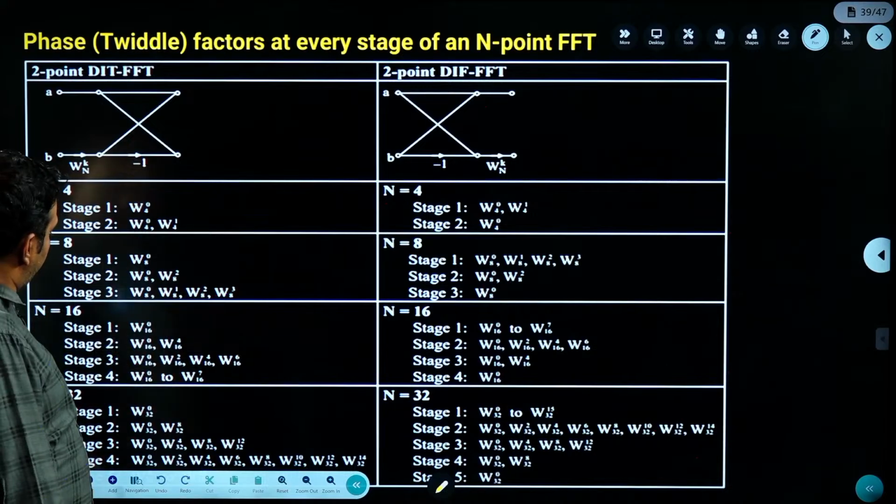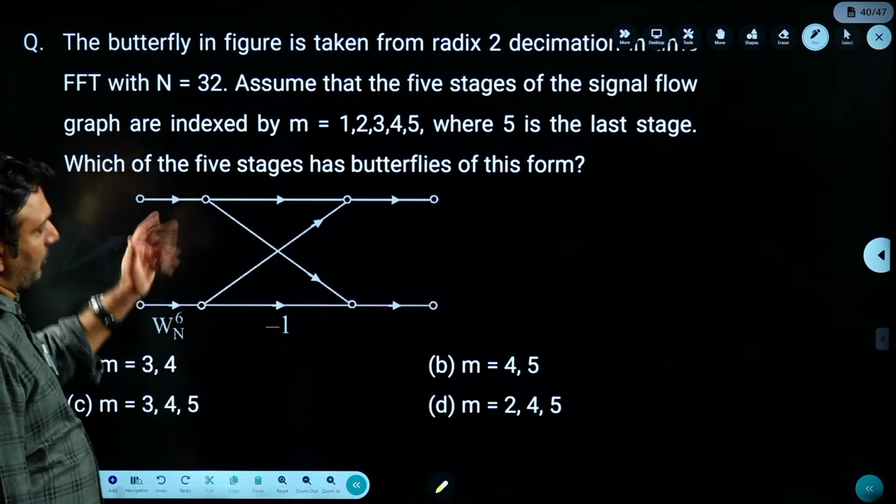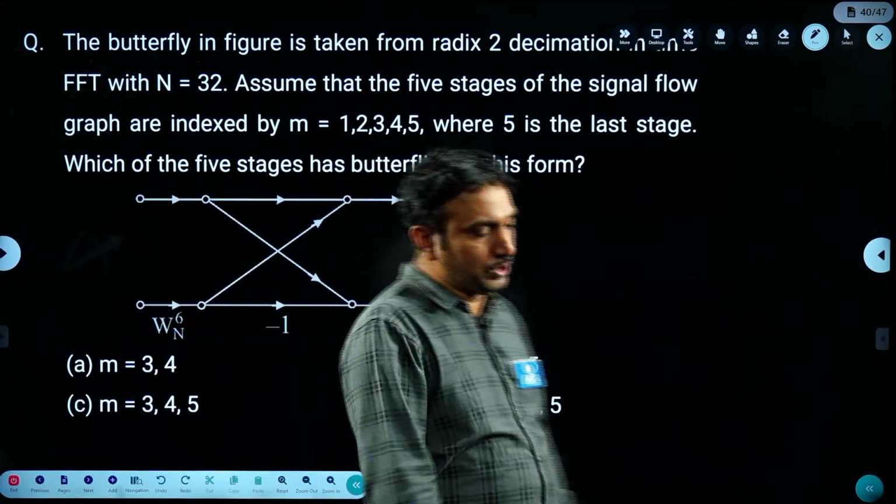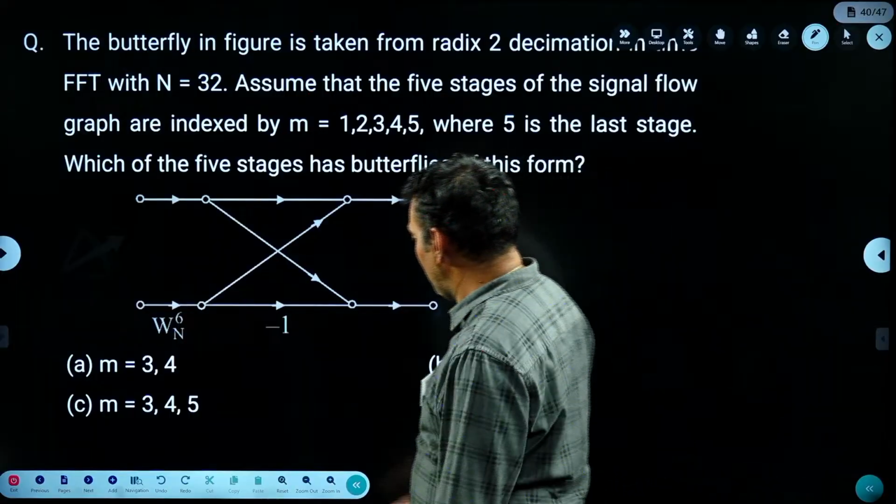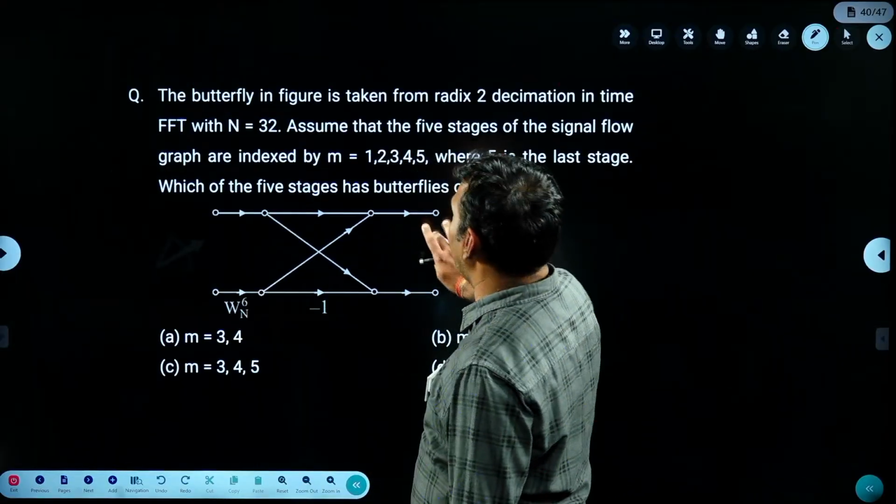Why I have provided this table is that this question was asked in the ISRO exam, I think 2023, in recent times.